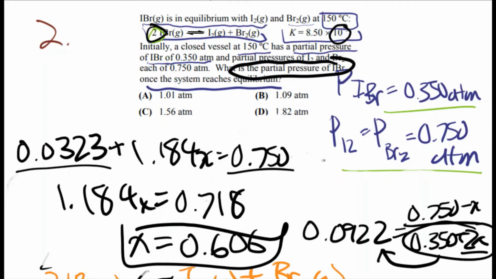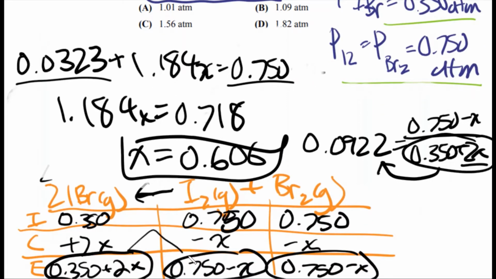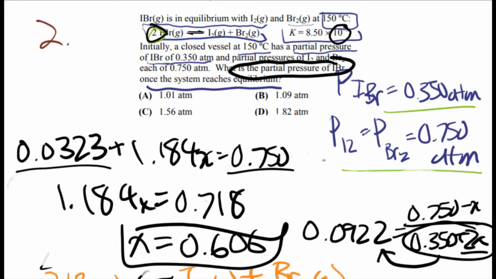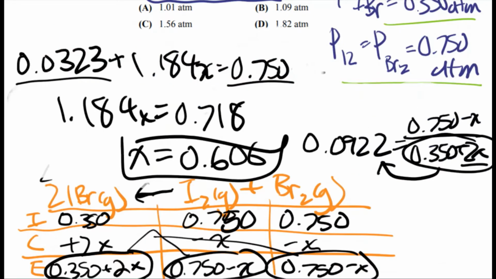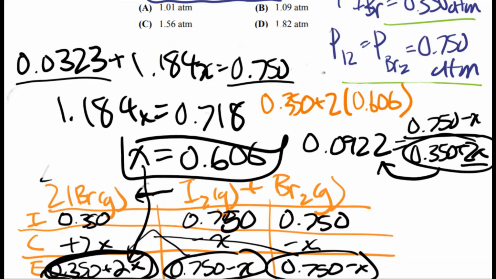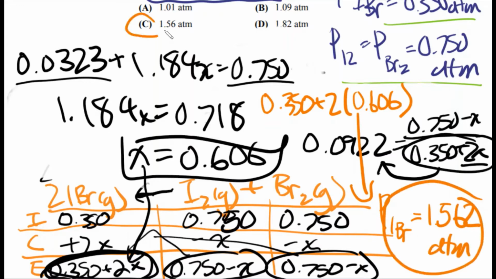We found the x value that satisfies the point where these three will be at equilibrium. So we have to find the concentration of IBr at equilibrium, and we have an expression for that. The concentration of IBr at equilibrium is this guy over here. So we have to chug x here to figure out the equilibrium partial pressure of IBr. So we can use a different color this time. 0.350 plus 2 times x, which is 0.606. So doing the math, we multiply that by 2 and we add 0.35. And I get that the partial pressure of IBr is going to be 1.562 atmospheres. And it looks like C is our answer.